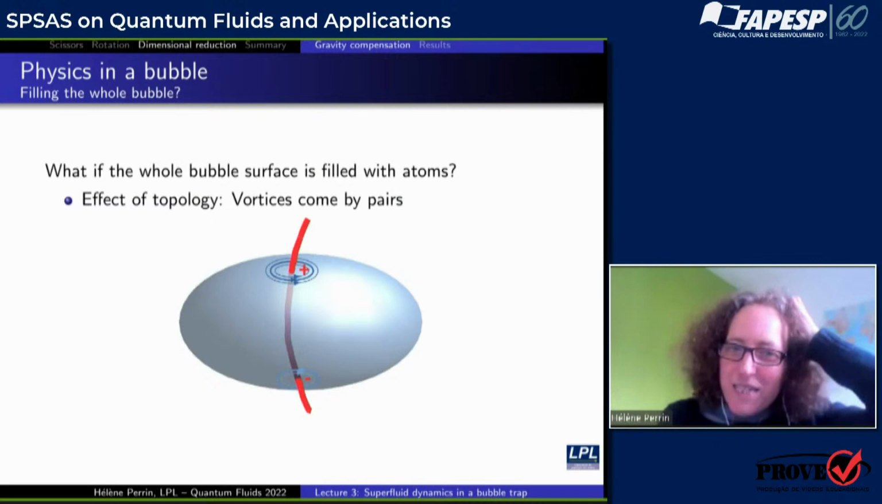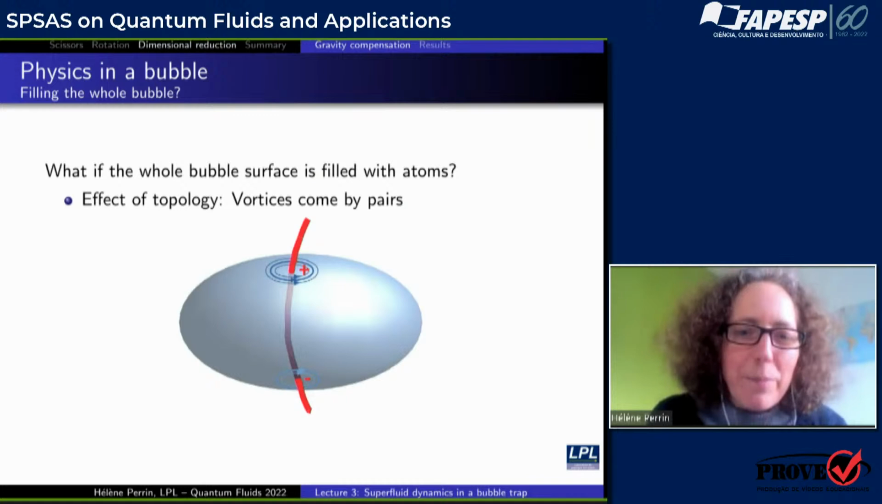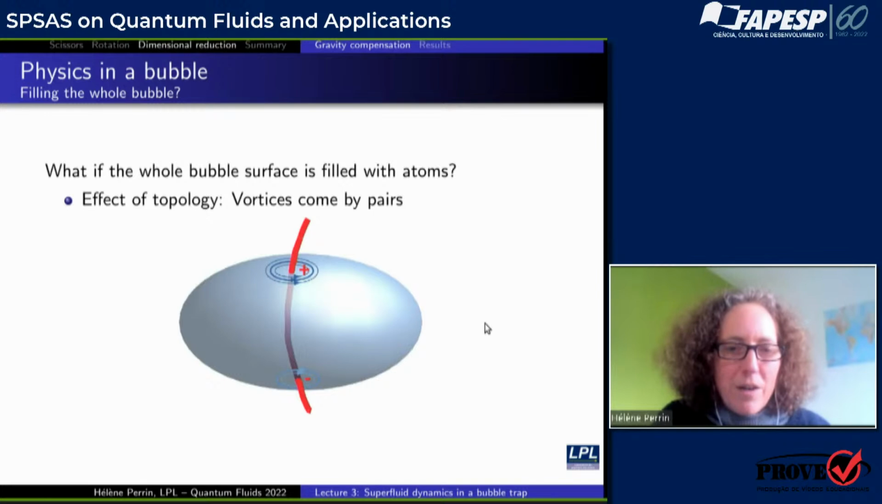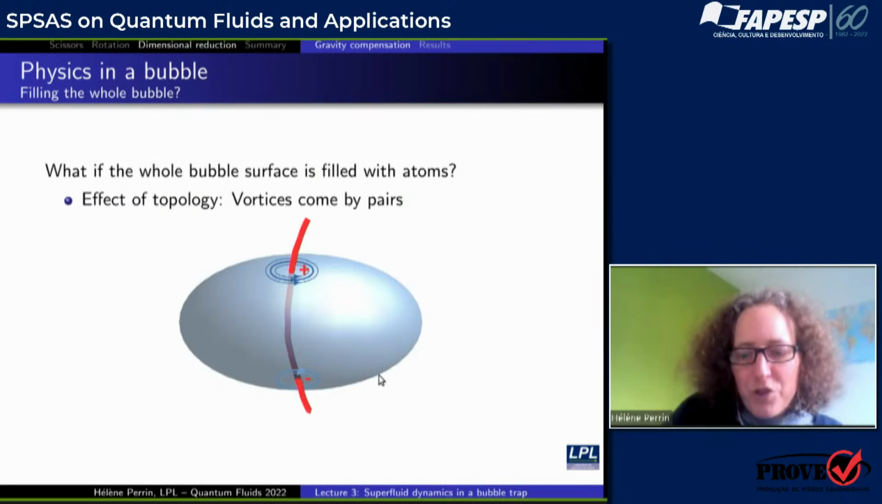And this is interesting because there are specific topological effects that you expect if you have a superfluid everywhere along the bubble. For instance, you expect that vortices come in pairs, because if you have a vortex flux, you have a plus sign here, and then you need to have a minus sign on the other side because of the topology of the sphere.